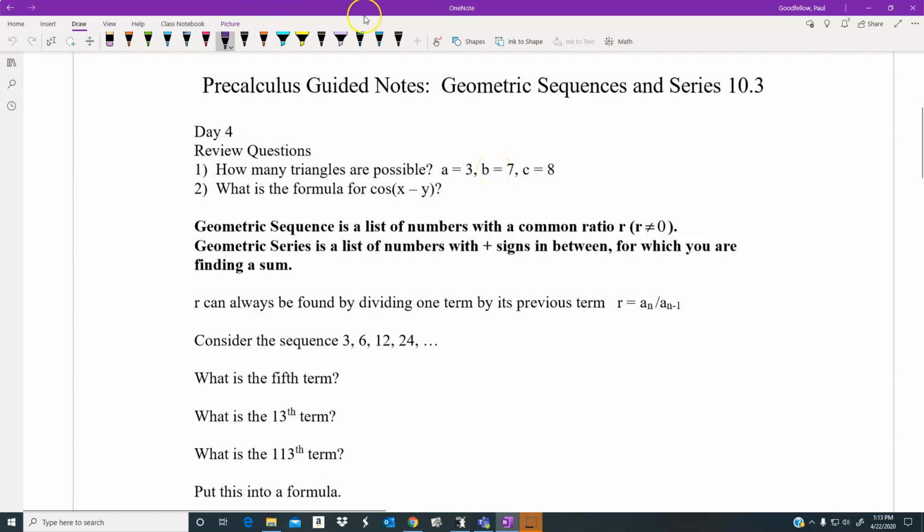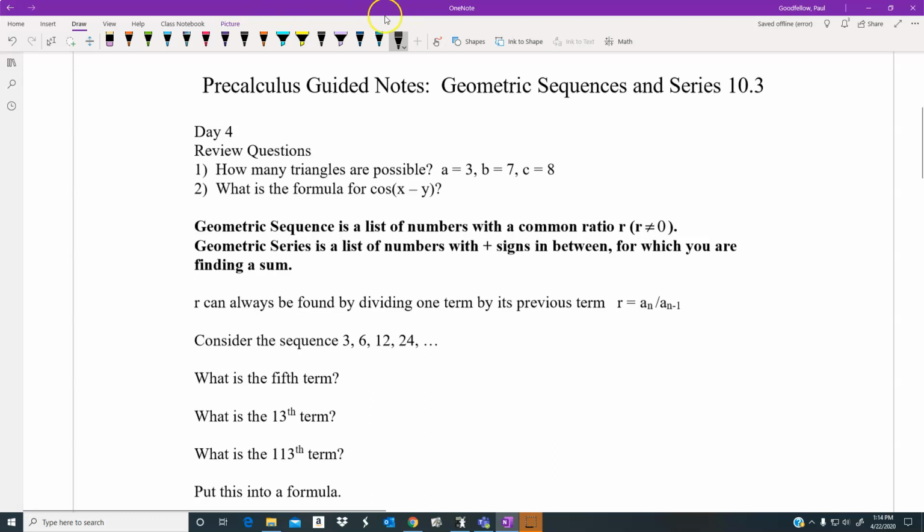All right, and the story continues. Welcome back to 10.3 Sequence and Series. This is Mr. G here, and I'm going to lead you through some topics today. We're going to move into geometric sequences and series.